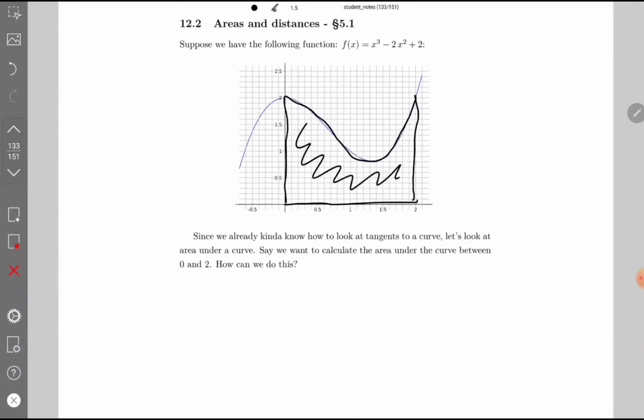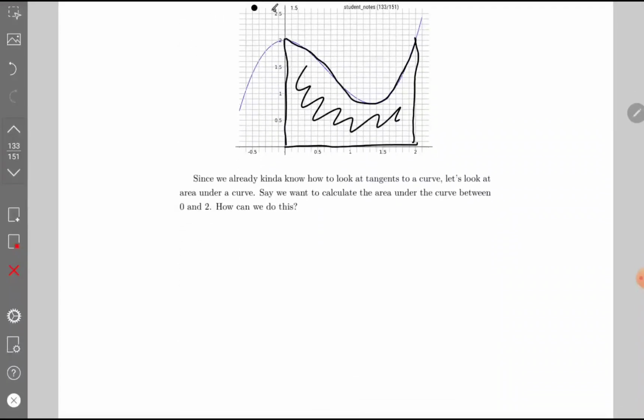This is not necessarily something easy to do. So how can we do this? Think about it for a second. What's a good way? Well, one way we can do this is to cut this up into little rectangles. So let's actually do this. Let me remove this and cut this up into rectangles.